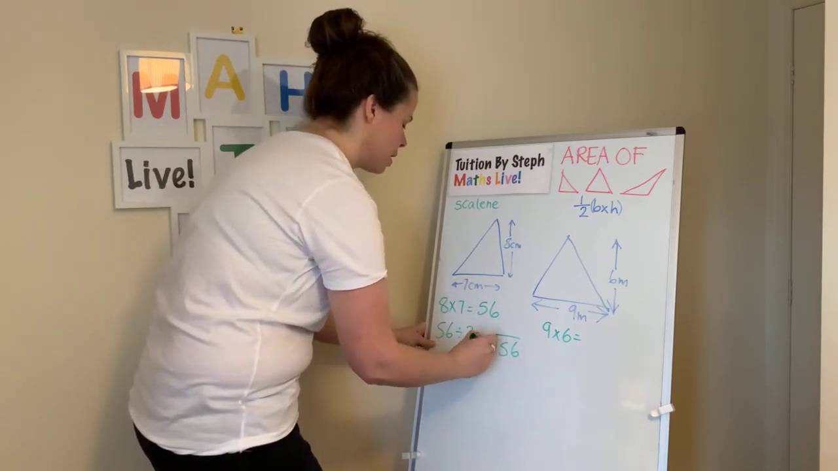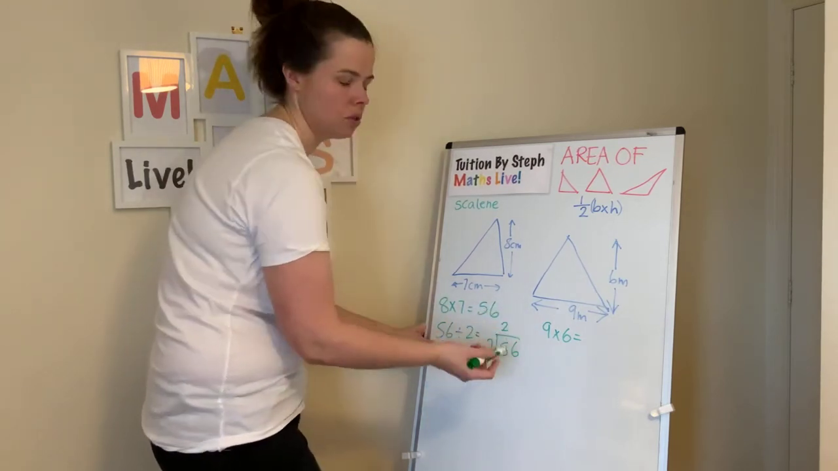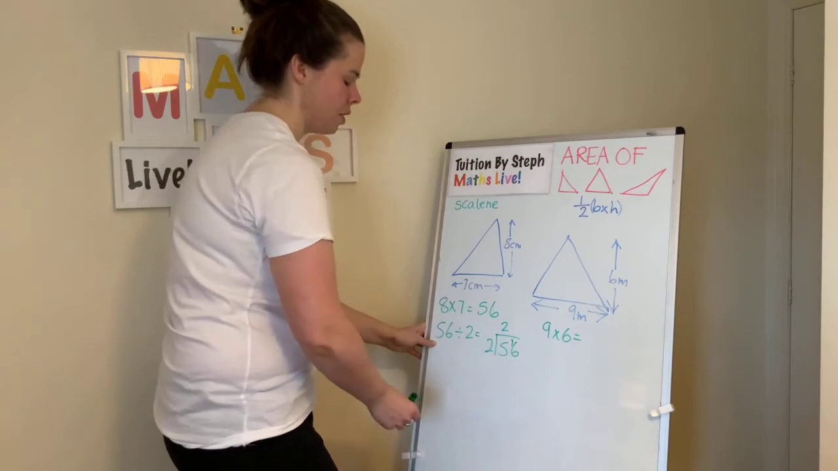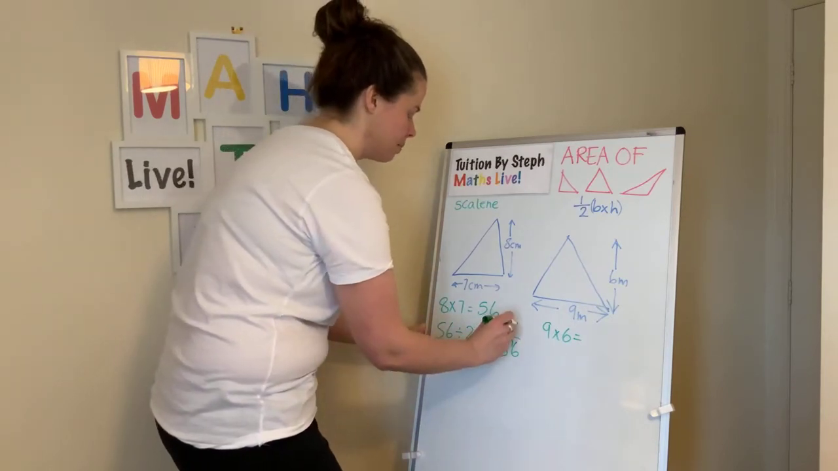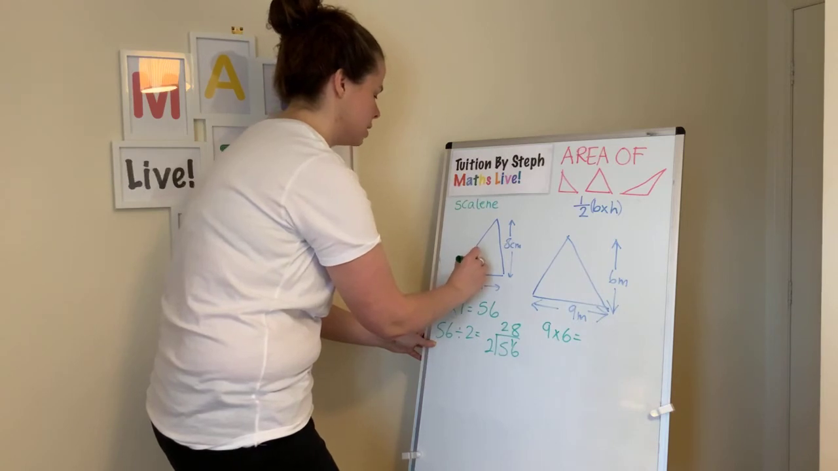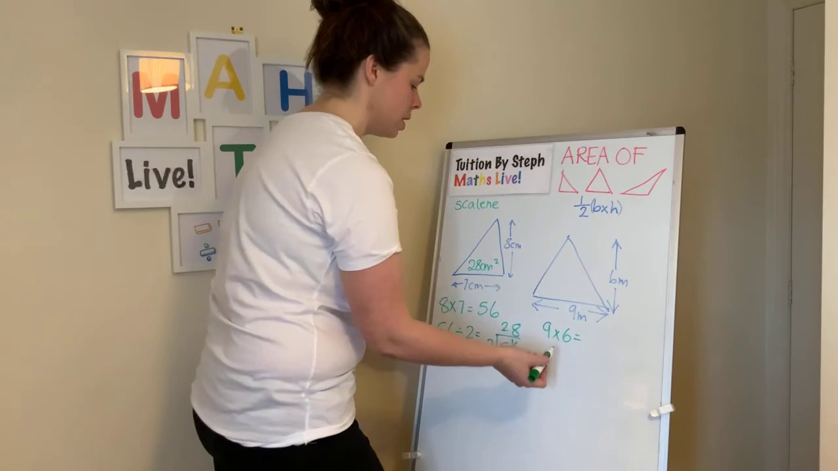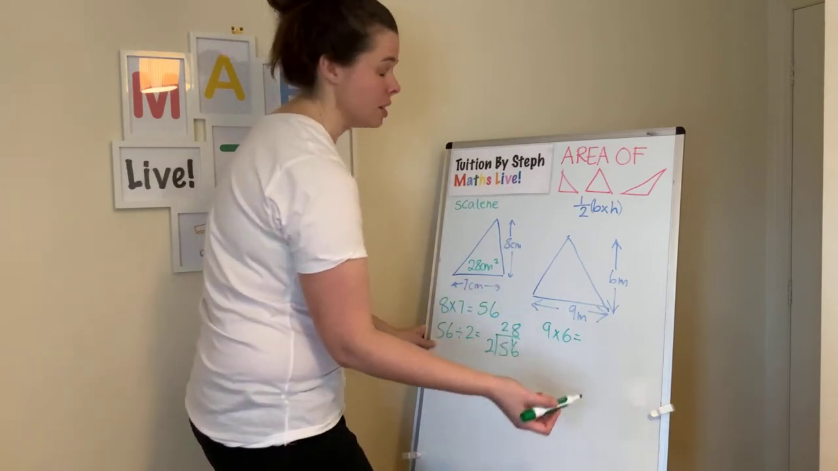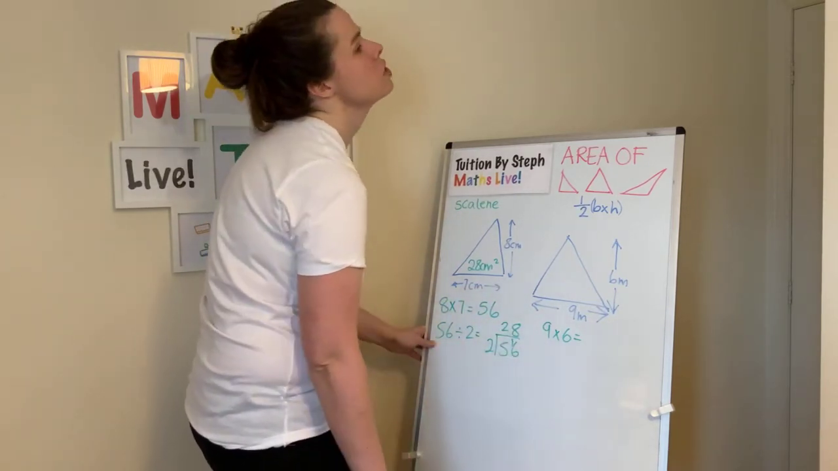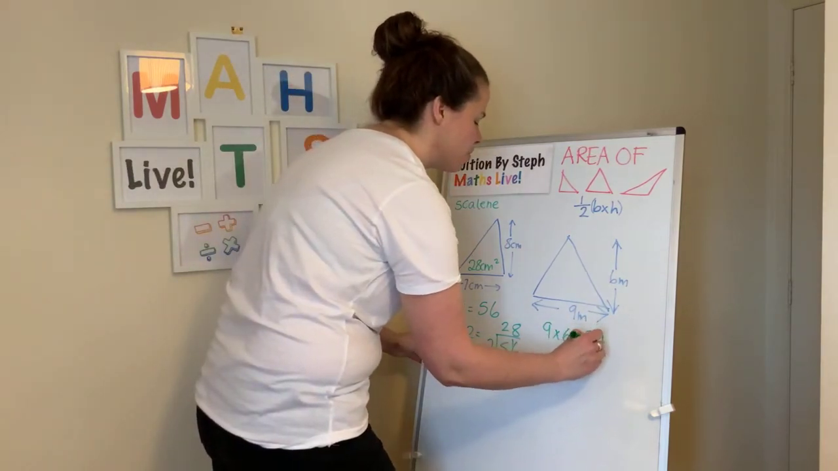How many 2's can you fit into 5? 2, because 2 2's are 4. You've got 1 left over. How many 2's in 16? 8. So the answer is 28 centimetres squared. And for this one, 9 6s, 1 9 is 9, 2 9s are 18, 3 9s are 27, 4 9s are 36, 5 9s are 45, 6 9s are 54 centimetres.